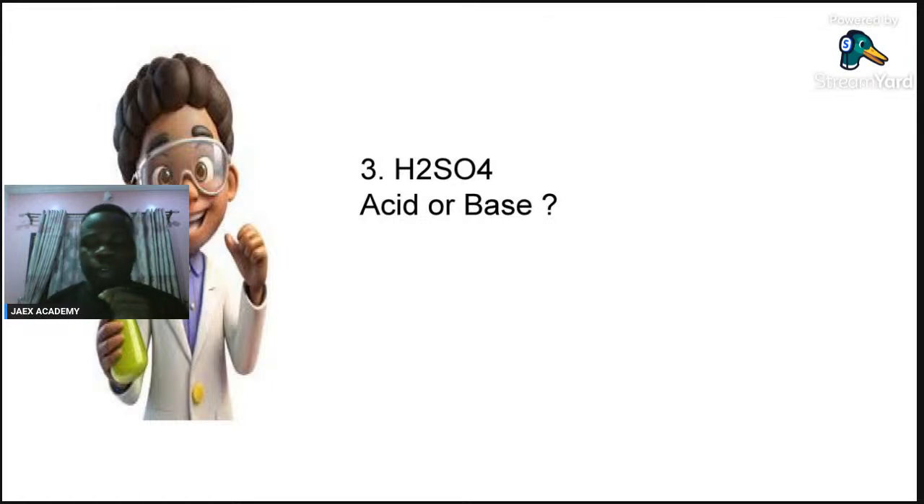Alright, so of course, Treasure said it is an acid. Now, this is my first line of question. If we say that hydrogen carries an ion, how many hydrogen ions do you think H2SO4 carries?